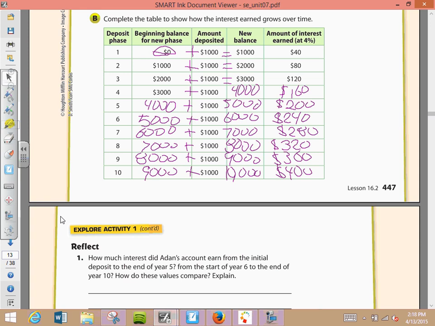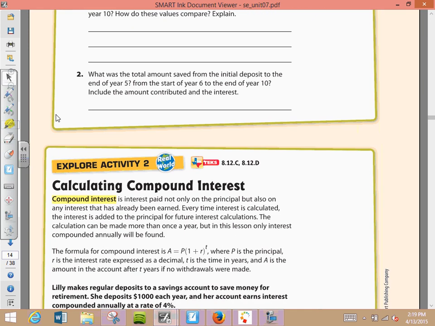What do you do to figure that out? It is not 400. Yeah, subtract 240 from 400, right? That gives it. It's only from the start of year 6 to the end of that year. Oh, from the start of year 6, sorry. That's it. All right.